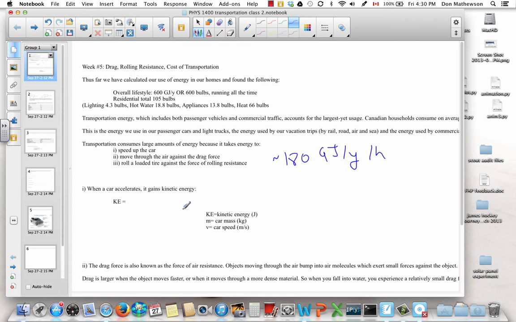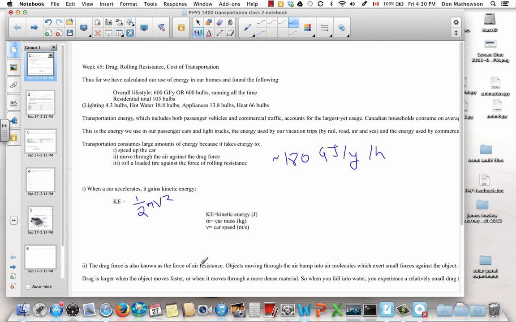There's really three physical factors to consider. The first is the energy it takes to speed up the car. That gives the car kinetic energy. Remember that kinetic energy is a half times the mass times the velocity squared, where the velocity is in meters per second units. The next physical factor that we need to discuss is the drag force.